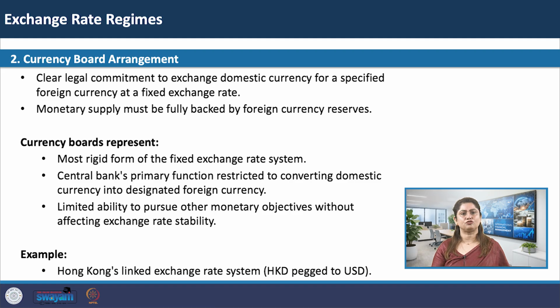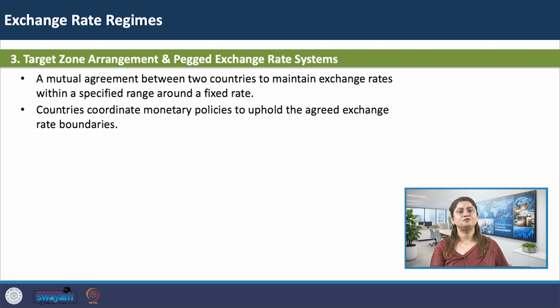It has weathered many storms: the 1997 Asian financial crisis, the 2008 global financial crisis, with the peg intact. How? Because the currency board arrangement is so rigid that it forces discipline. When there is financial stress, investors know that the Hong Kong dollar cannot be devalued. They know it is backed by US reserves. This maintains their confidence. Now we move to type 3, which is target zone arrangement and pegged exchange rate systems.